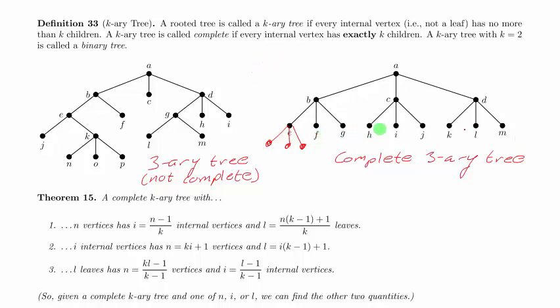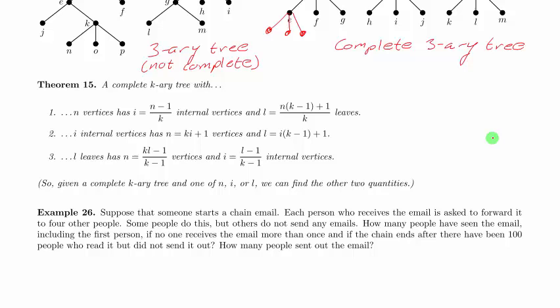That's fine. I just can't take one of these leaves and give it just 1 or 2 descendants. That's not allowed. So if it's going to have any, it has to have 3. Now, knowing that we have a k-ary tree that's complete gives us some additional properties that we can work with.